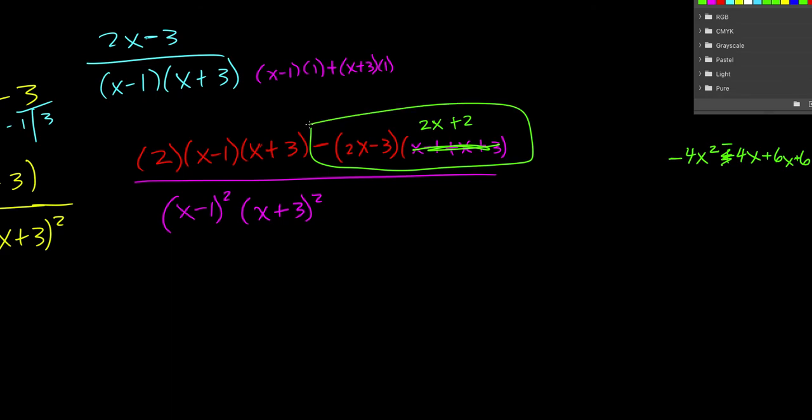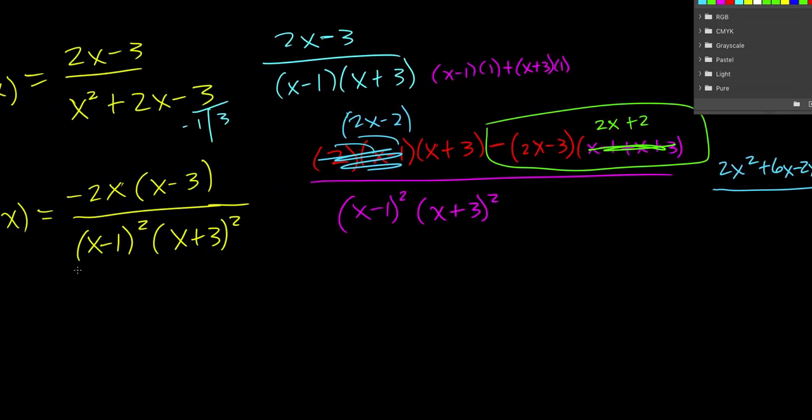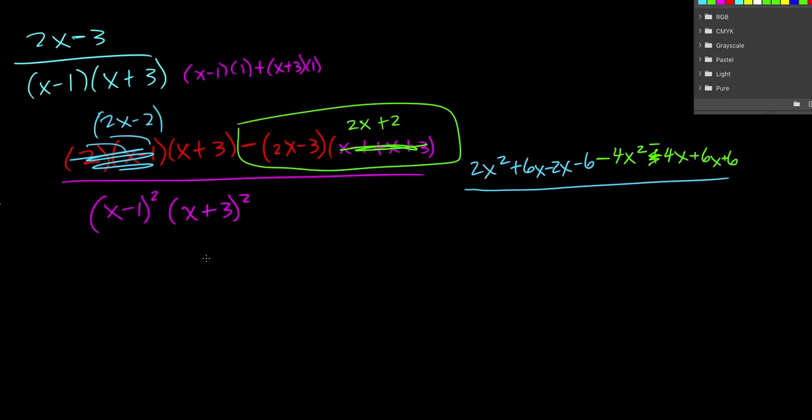Okay, so we've taken care of this piece. Now I'm going to distribute the 2 first, so I get 2x minus 2. And then I just need to distribute it right here. So I get 2x squared plus 6x minus 2x minus 6. Okay, now we have all those, and then we see that the bottom is already fine. It already matches, so I'm not going to worry about that. I'm just going to try to get the top to be the same.